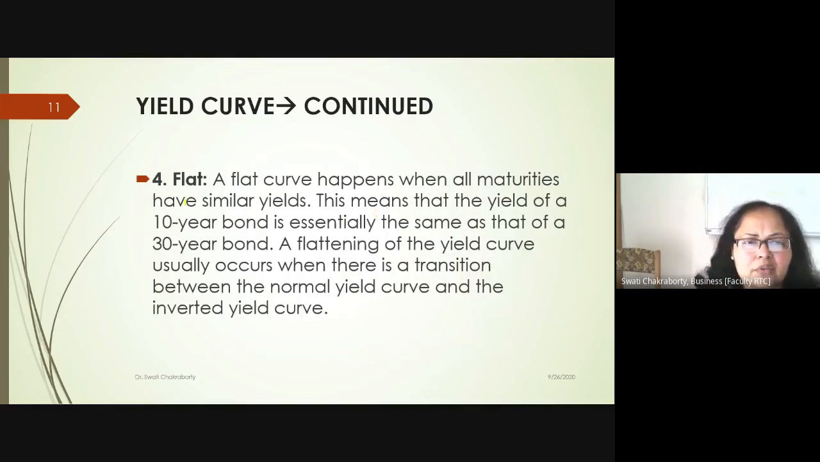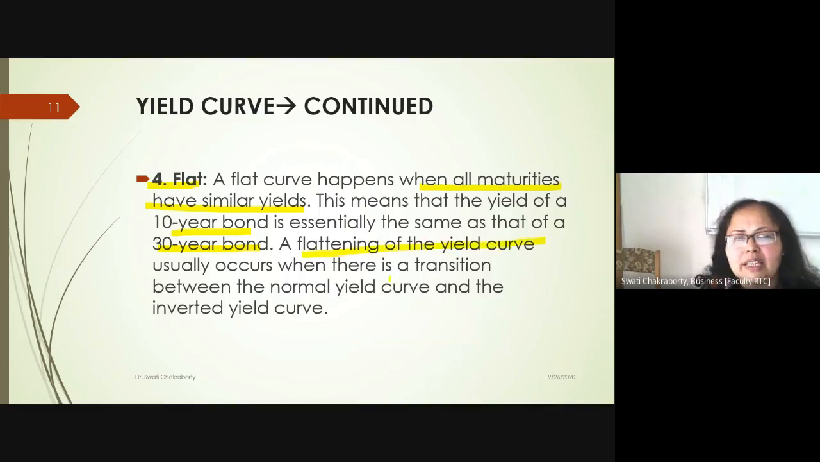The fourth type is what we call a flat curve. A flat curve happens when all the maturities have the same yields. What does that mean? That the yield you get from a 10-year bond is essentially the same as what you get from a 30-year bond. So what does that mean, and when can that actually happen?